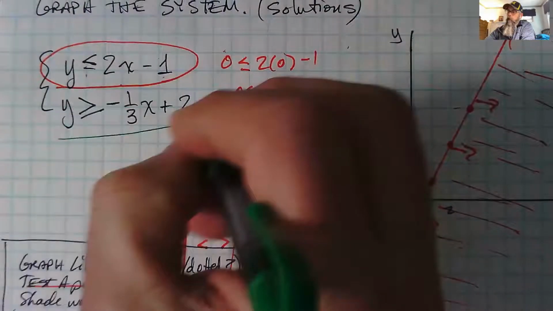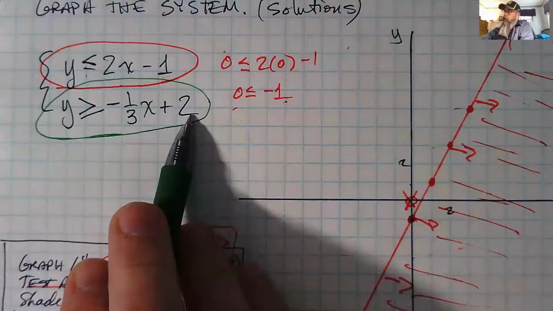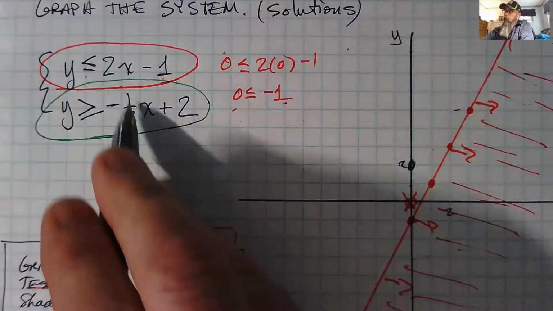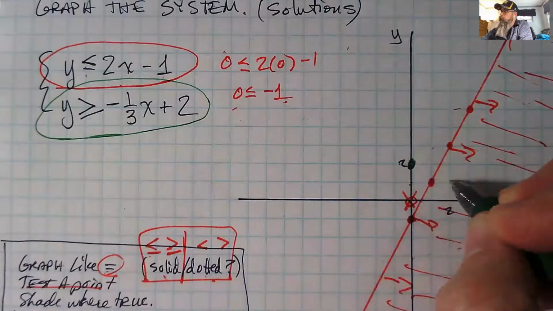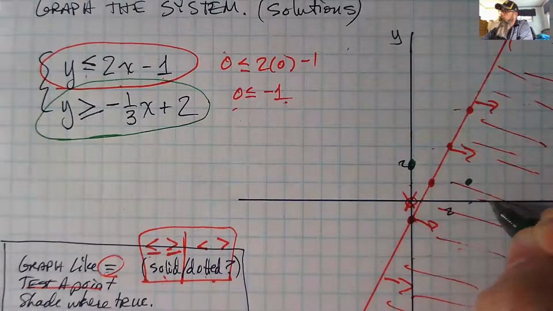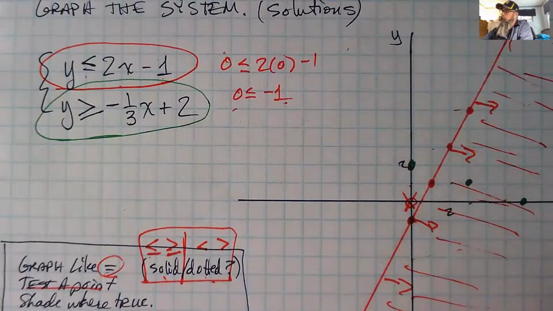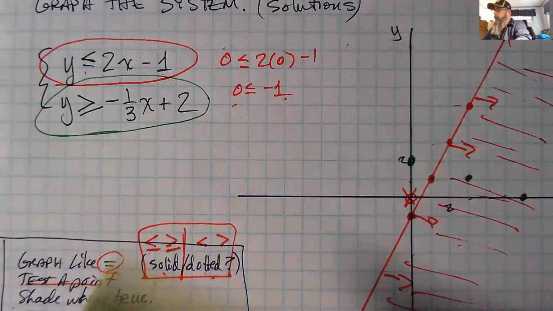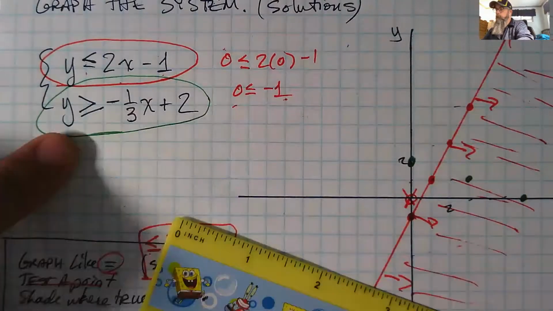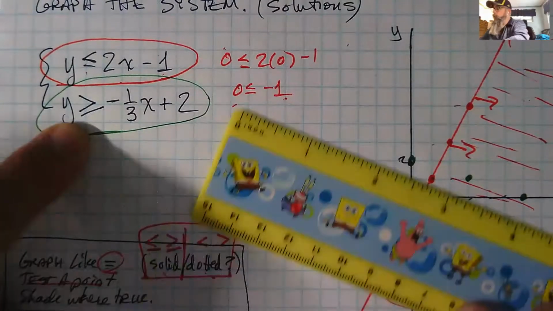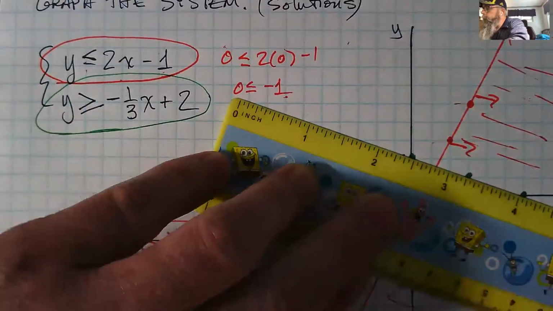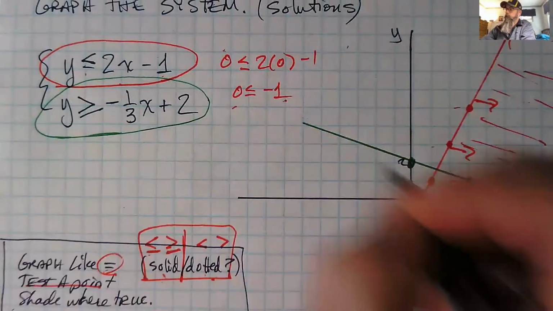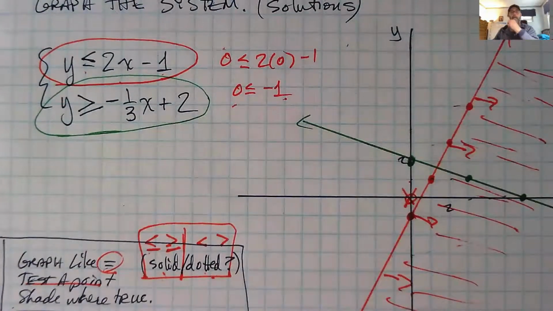So we're going to do the same thing again here. I'm going to start at its y-intercept. We're going to use the slope down 1 over 3, down 1 over 3. I'm going to do that a couple times because I want to be sure that I'm following that line. I'm going to use my handy dandy SpongeBob ruler. This one again says or equal to, so this is going to be solid again.